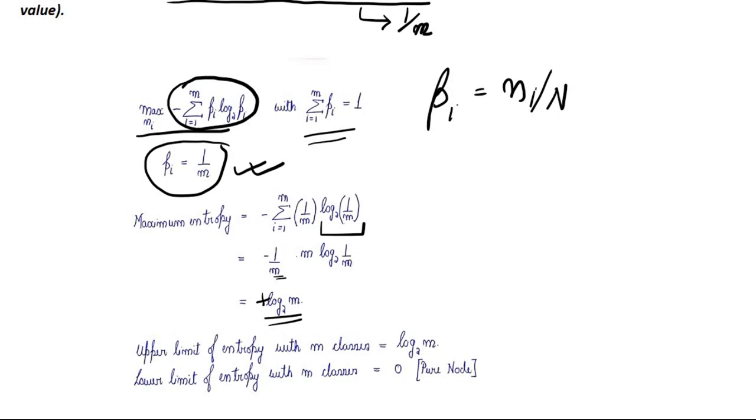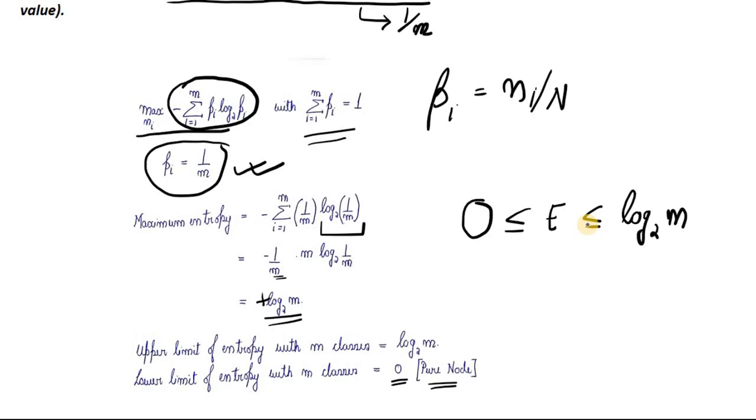Now, this is the upper limit of entropy, and the lower limit of entropy, as we discussed previously, is going to be 0, because the entropy of 0 is obtained when we have a leaf node or a pure node. And in case we have a leaf node, then all the observations belong to the same class and there is no randomness at all. So mathematically, we can write that the value of entropy should lie between 0 and log to the base 2 of m.